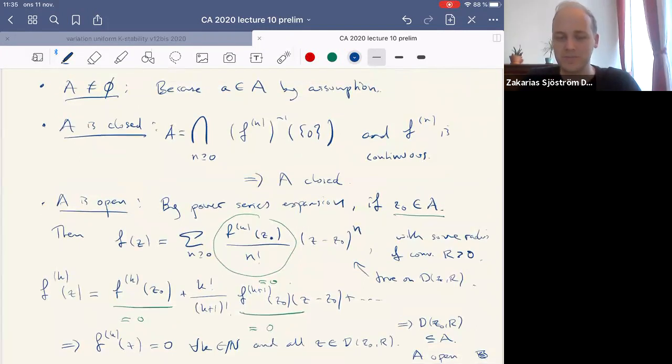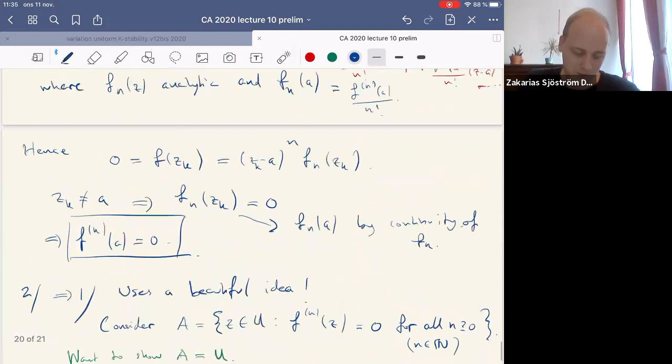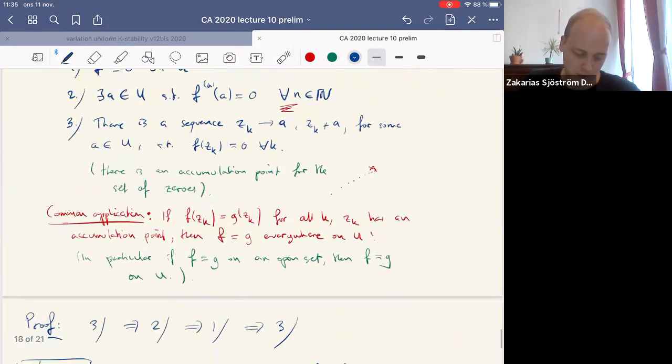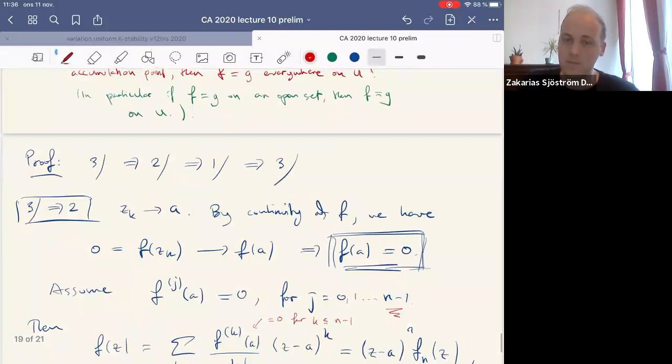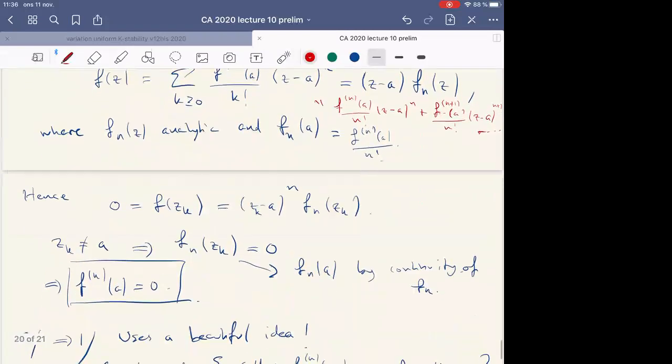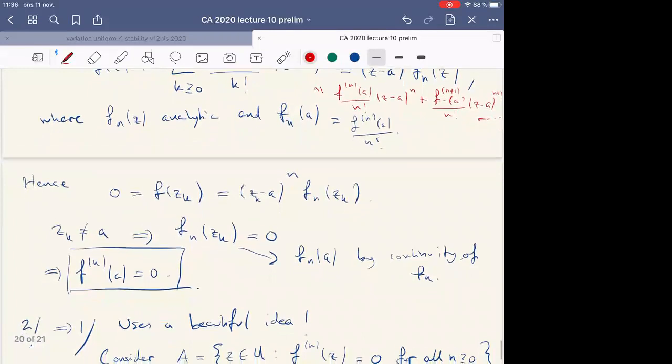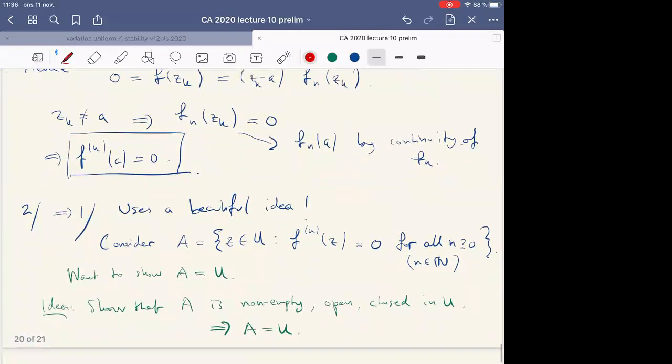Any questions about that? Okay, and finally, by the way, the 1 implies 3 is obvious. So if I go up, this thing here, that 1 implies 3 is obvious. Professor? Yes. Where in the proof do we use the connectedness of the domain U?